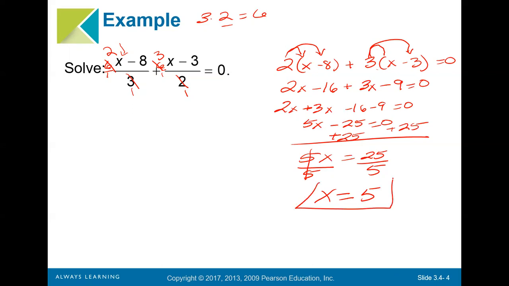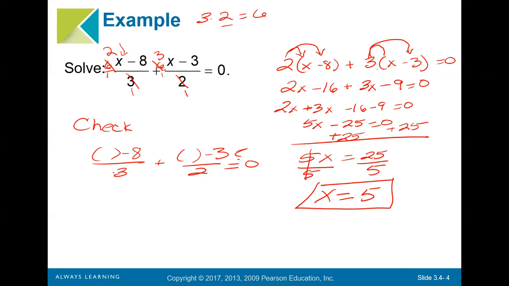Now, before I say it's my true solution, I want to check. I want to make sure it is a true solution. Just because you get a solution, doesn't mean it's true. So what I'm going to do is plug it into my original equation that was given to us. And I'm going to see, is it true? Does it really equal this other side? So I'm going to plug in 5.